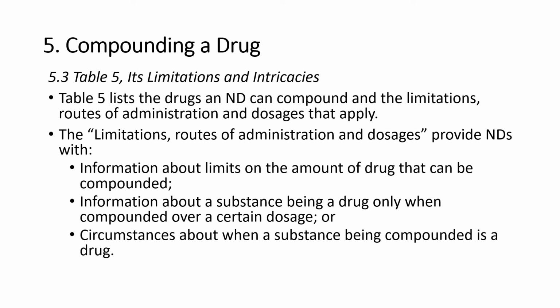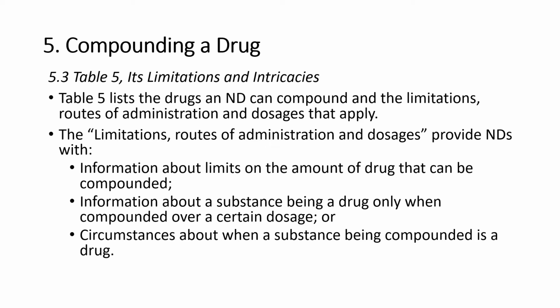Table 5. Its limitations and intricacies. Table 5 lists the drugs an ND can compound and the limitations, routes of administration, and dosages that apply. The limitations, routes of administration, and dosages provide NDs with information about limits on the amount of drug that can be compounded, information about a substance being a drug only when compounded over a certain dosage, or circumstances about when a substance being compounded is a drug.